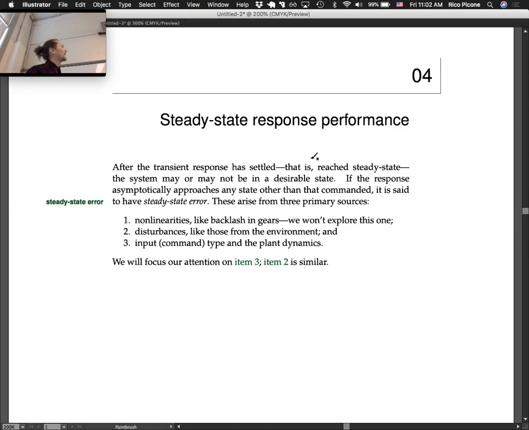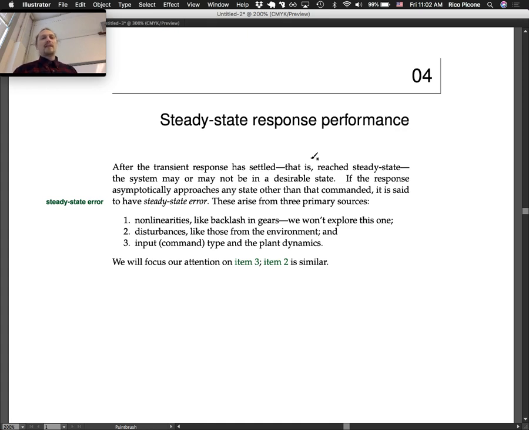So, in this chapter, we're concerned with what happens once it reaches steady state. It may or may not be in a desirable state at that point. So, it might respond fast, but if it doesn't go to the right place, that's really not desirable.